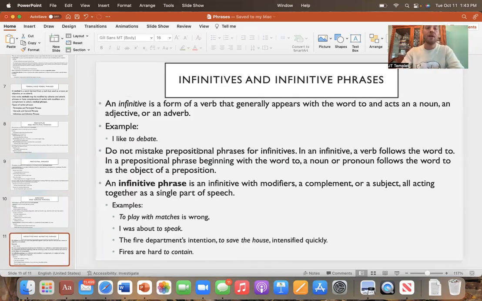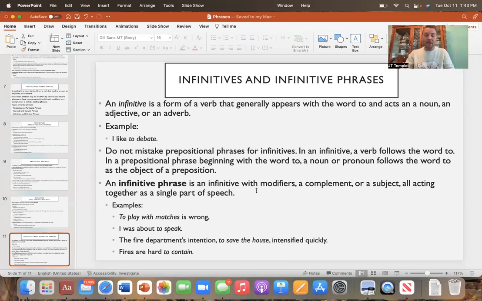And finally, infinitives and infinitive phrases. An infinitive is a form of a verb that generally appears with the word to and also acts as a noun, an adjective, or an adverb. I like to debate. Here it's a noun, right? The action of debating. You can make it a gerund to say debating, and it still has the same function. Do not mistake prepositional phrases for infinitives, right?